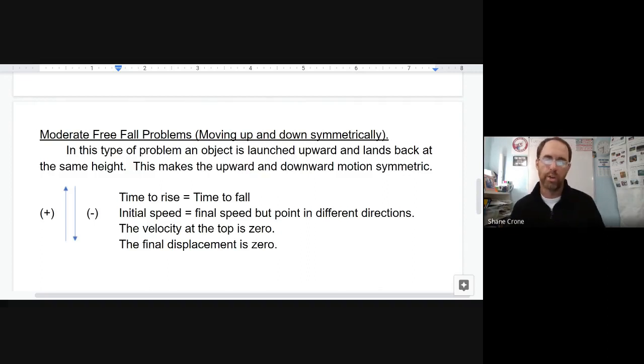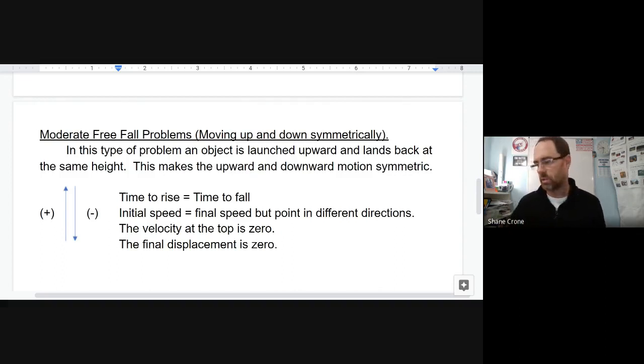So it's going to start at one displacement, it's going to go up, but then it's going to come right back and have zero displacement vertically. Vertically, it'll have no displacement. It started on the ground and it ended on the ground. So this is a kind of situation that comes up all the time. This kind of symmetry creates itself naturally anytime you do something on level ground.